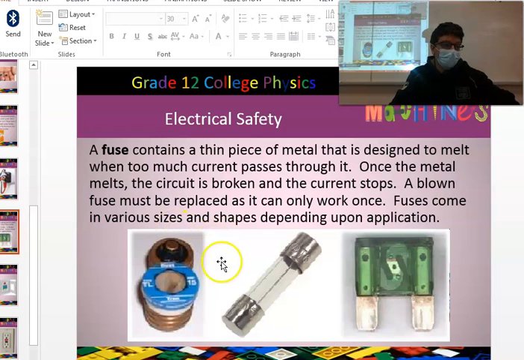Now, a fuse is just a part that's hooked up in your circuit with a thin piece of metal that will melt. When it melts, it breaks the circuit. And it's made to melt at a certain current. So, for example, if you have 15 amps going through, it'll melt. And it breaks the circuit. Now with fuses, once it's melted, you can't use it again. You need to go get a new fuse and replace that melted fuse.